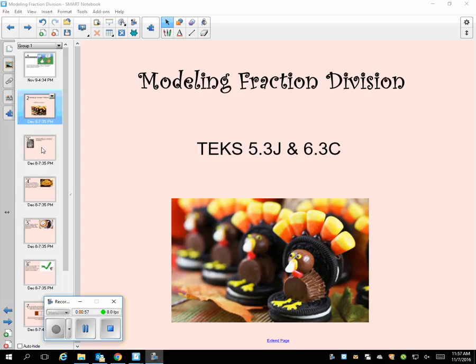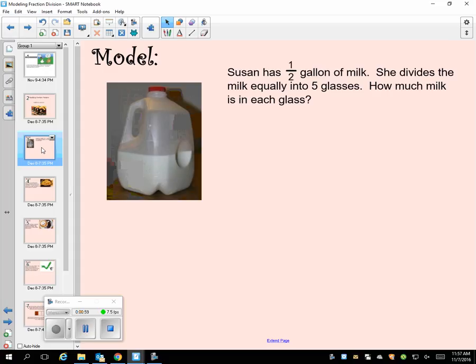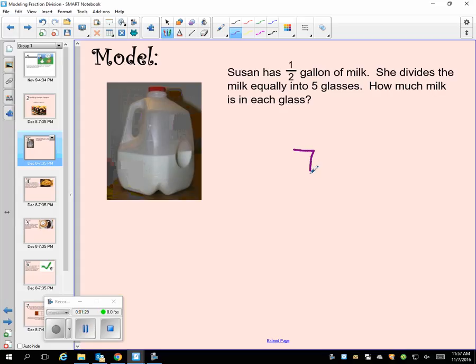All right, you will need your pencil, your journal, and you could probably even use one marker. Okay, the first problem says Susan has a 1/2 gallon of milk. She divides the milk equally into 5 glasses. How much milk is in each glass? So let's talk about what the question is, what it is that we are doing. We know that we have 1/2 gallon of milk. We can see right here, here's a picture of a 1/2 gallon. And she divides the milk equally into 5 glasses. So she's got 5 glasses.